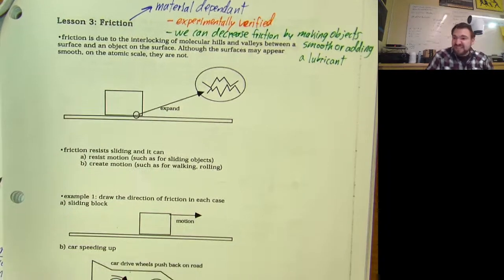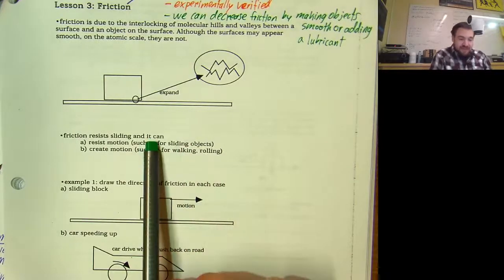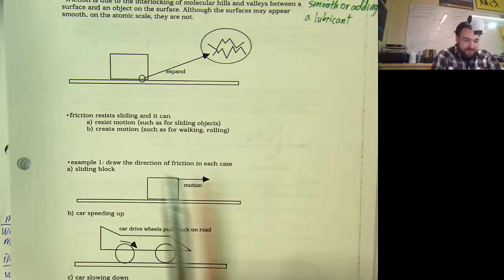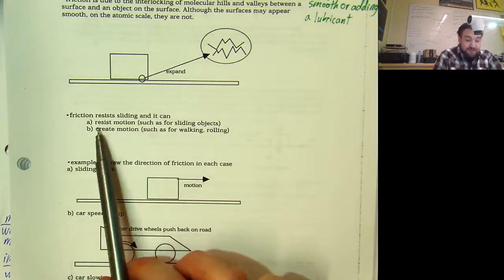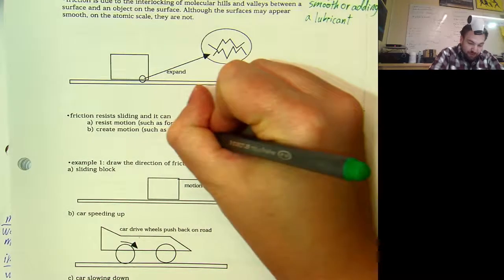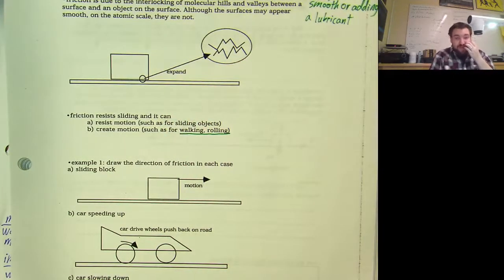Friction resists sliding, and as a result, there are two interesting results here. I'm not sure if you talked about the second one in grade 11 or not, but because it's resisting sliding, it can resist motion for a sliding object, but it can also create motion for walking or rolling. The only reason you're able to walk forward is because the friction between the ground and your shoes or your feet is pushing you forward. You're trying to push backwards with your shoes, but the friction between your shoes and the ground actually propels you forward. Something we typically don't think of.